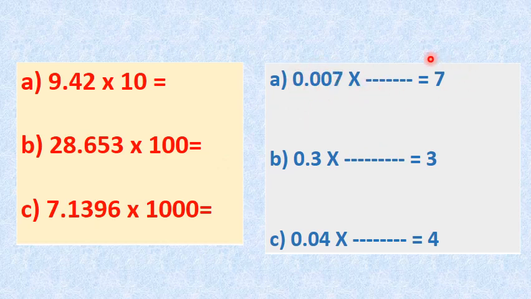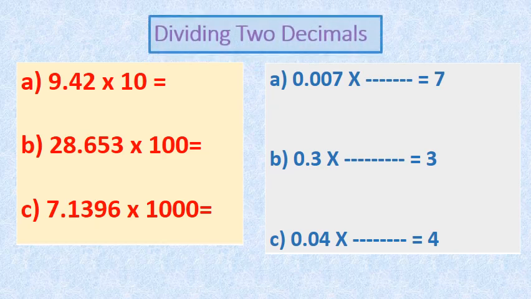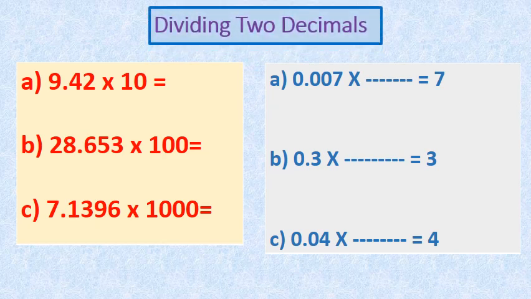0.07 times what gives me 7? So how many places did we move it? We moved it 1 place, 2 places, 3 places. It means 3 zeros. It means 100. So the last part was about dividing 2 decimals.